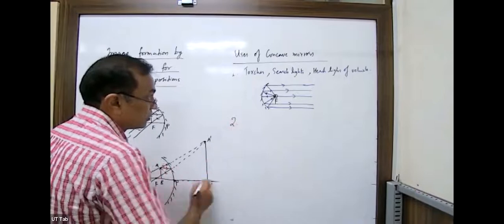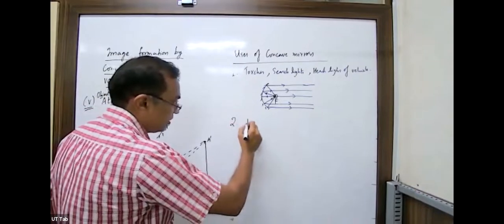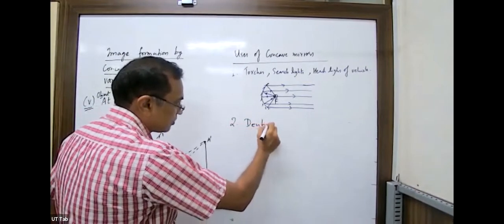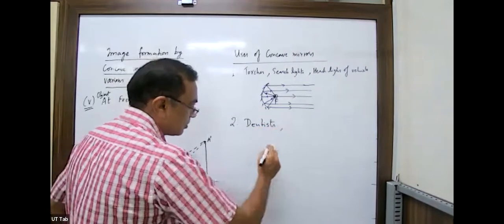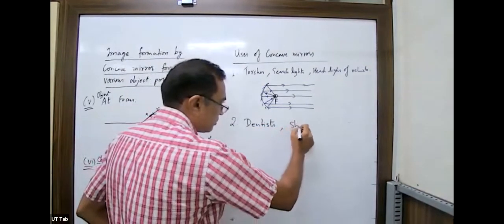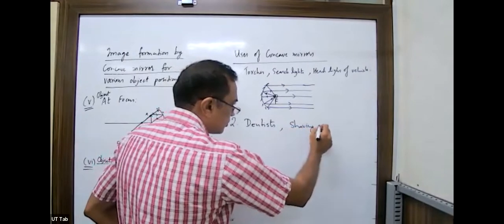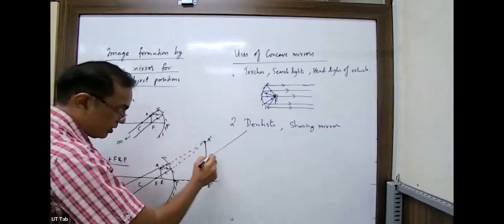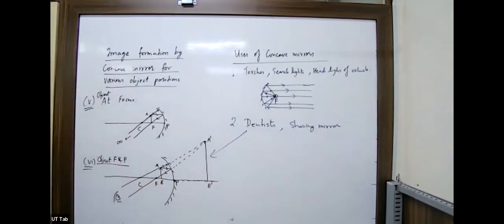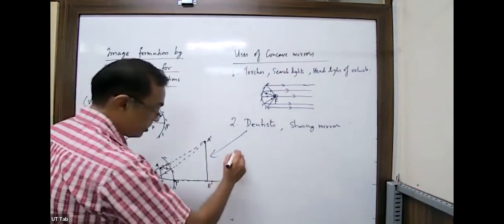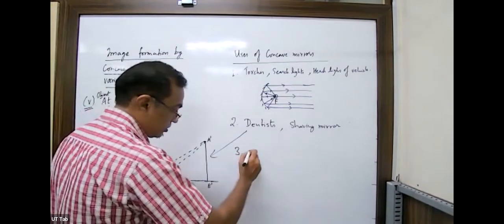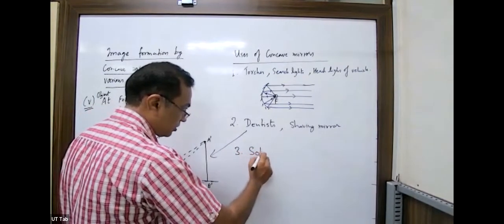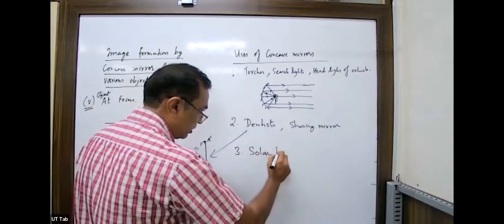Second, it is used by dentists or as a shaving mirror. What is the situation for that? This diagram. When you place the object between the focus and the pole. Third situation is solar devices, solar heating devices.